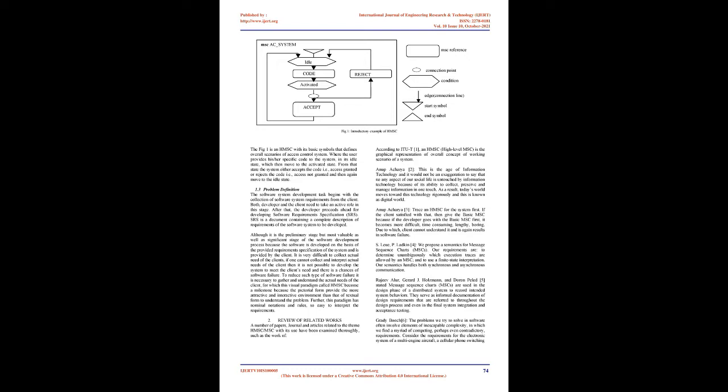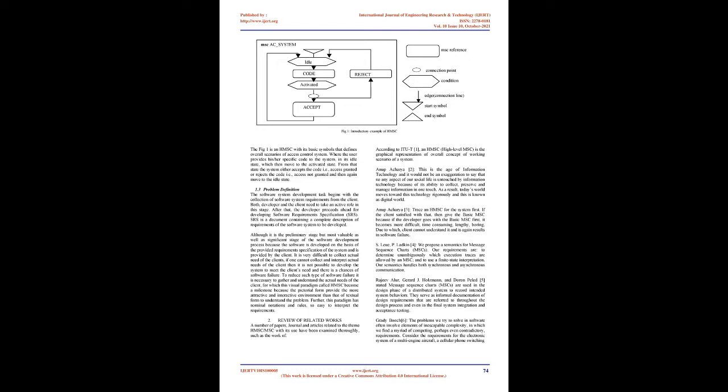HMSC. ITU-T stated high-level message sequence chart, HMSC, is the graphical representation of the overall concept of the working scenario of a system. An HMSC contains an MSC name and a connected graph within a frame, where each node may be one of the start symbols, an end symbol, an MSC reference, a connection point, a condition, or a parallel frame, as shown below. Fig 1 is an HMSC with its basic symbols that defines overall scenarios of an access control system, where the user provides his / her specific code to the system, in its idle state, which then moves to the activated state. From that state the system either accepts the code, i.e., access granted, or rejects the code, i.e., access not granted, and then again moves to the idle state.